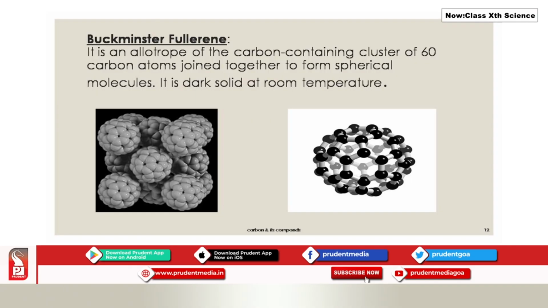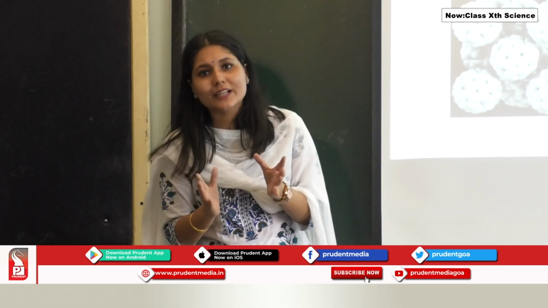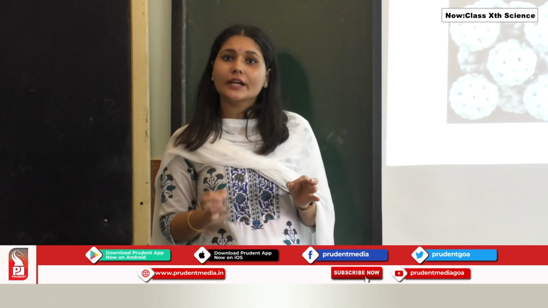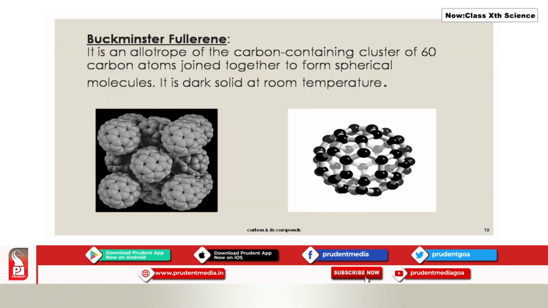The name, as you can see, is Buckminster fullerene, and the first thing that you see when you look at it is the picture. It appears like a soccer ball. Buckminster fullerene contains a cluster of 60 carbon atoms, and that is why it is also called C60. And these atoms are joined together to form a spherical molecule, and it is a dark solid at room temperature.